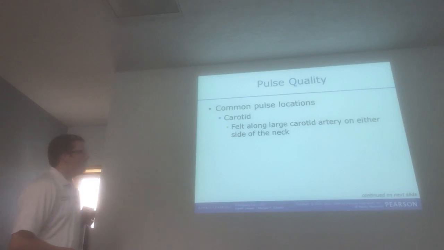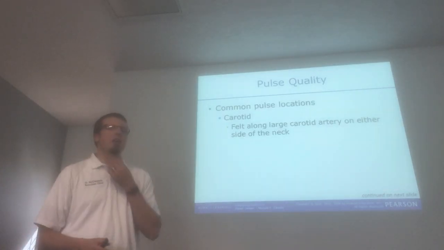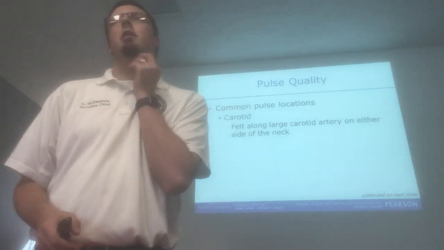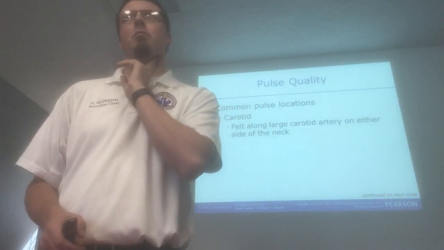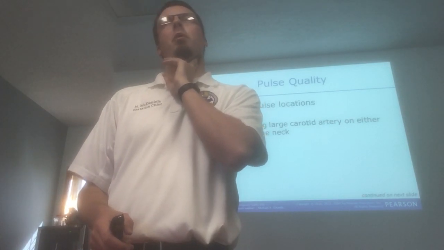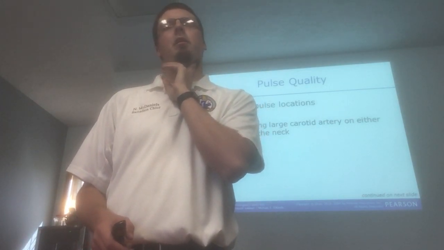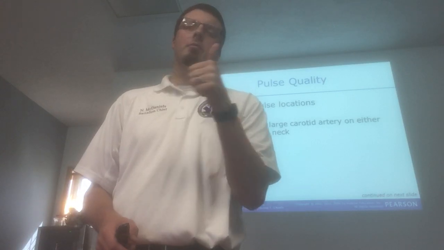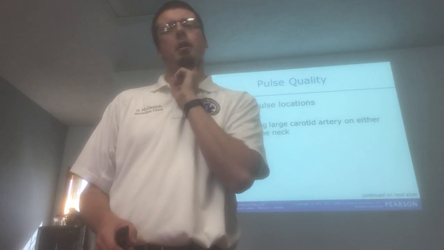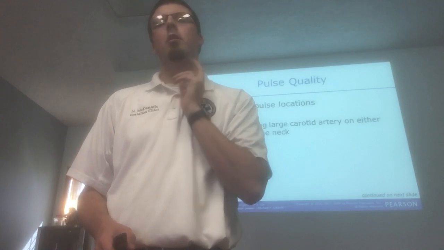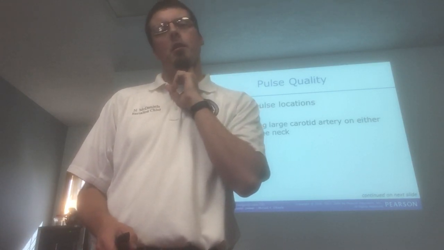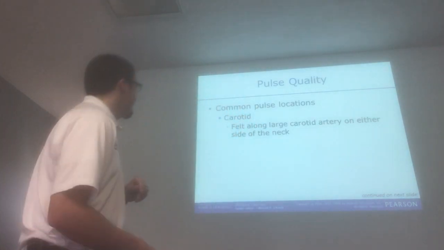Carotid is felt along the large carotid artery on either side of the neck. So if you find your midline here where your jugular is, you're going to come straight to the side of that, push back and up a little bit, and you can find your pulse. Same on this side. Once again, I'm using two fingers. I'm not using my thumb. Just come right in there. It's below the jawbone. Find your thyroid, come off to the side of it, and you'll be able to feel a nice pulse.